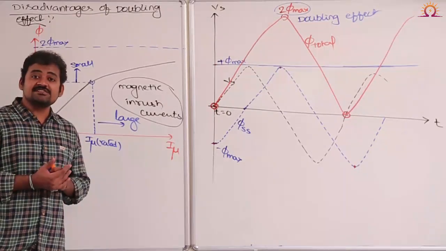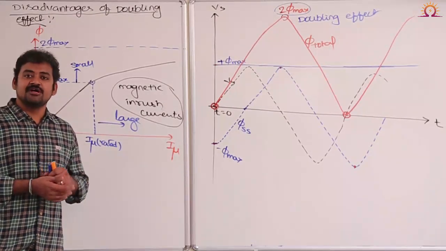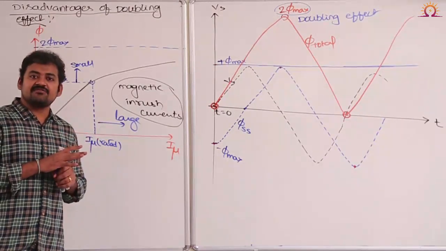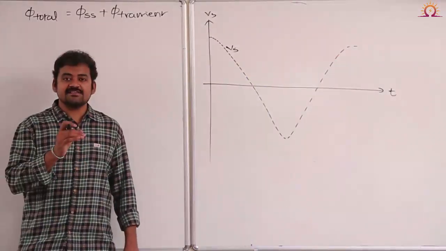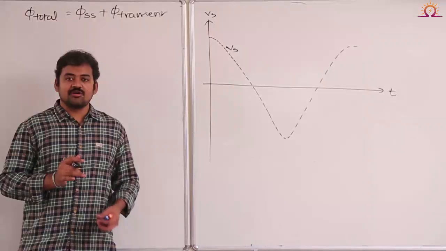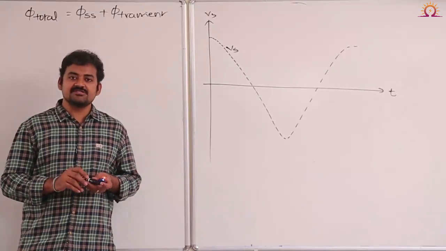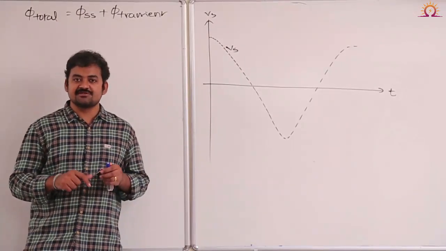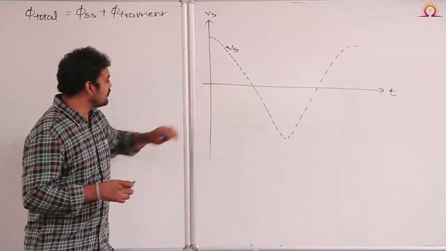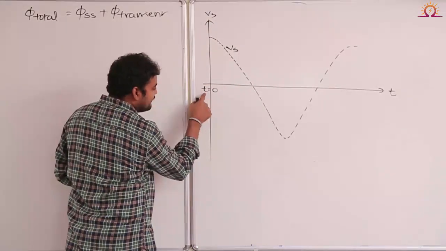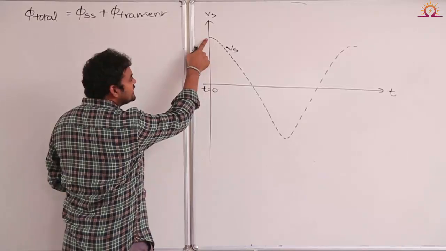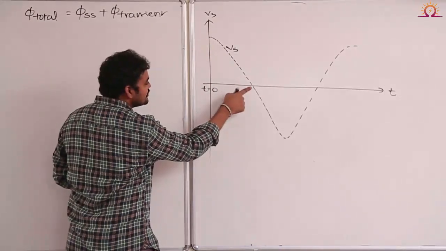If the supply voltage is crossing its maximum value, will this doubling effect be present or not is our discussion. Let's see. Now see case number 2. When a transformer is switched on at an instant where the supply voltage is crossing its maximum value. Now look at this waveform. This is the time t equal to 0. At t equal to 0, is the supply voltage crossing its maximum value or 0 value?